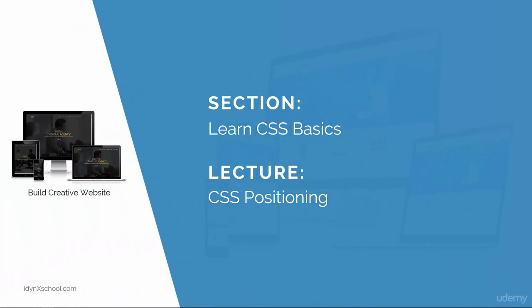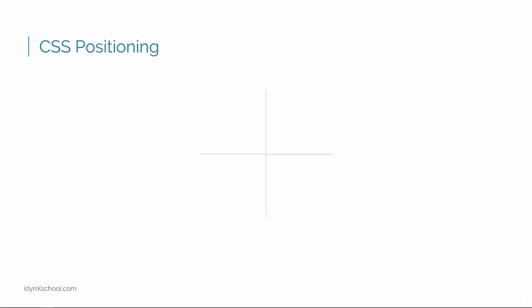In this lecture, I am going to give you a brief demonstration of using the three major types of CSS positioning. Basically, there are four main positions which you are going to use 90% of the time, and they are static, relative, absolute, and fixed positioning. In this lecture, I am going to talk about relative, absolute, and fixed positioning. I will not discuss static because static is the default positioning of any HTML element.